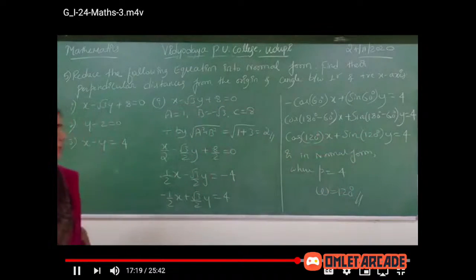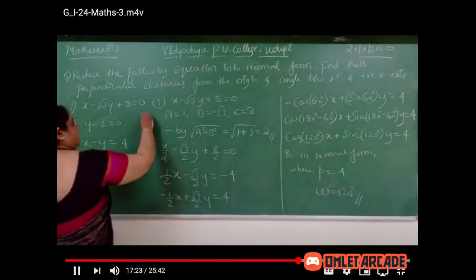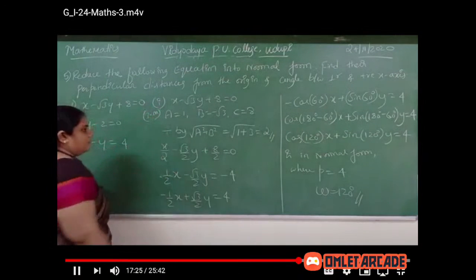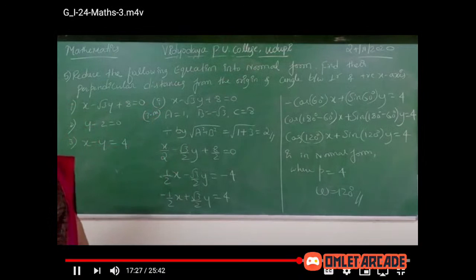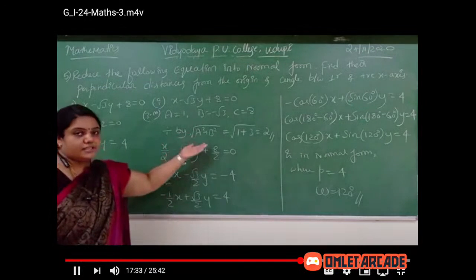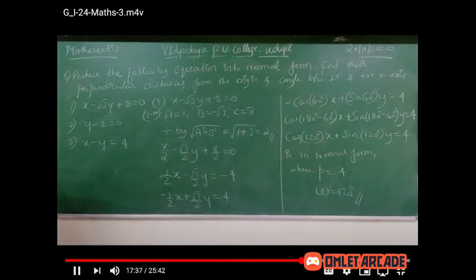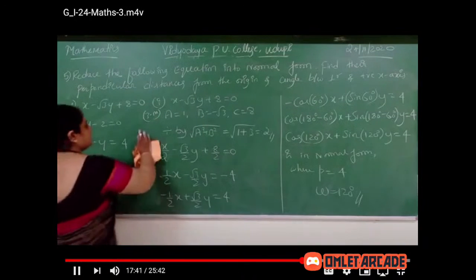This is the solution of the first question. Very important, students. This will be asked for 3 marks. So the first thing is you have to divide the equation by root of a square plus b square. I told you the reason for this in the last example. Now we'll see the second one. Pause the video and copy this. We'll do the second one.